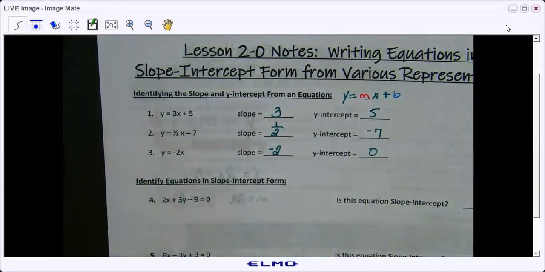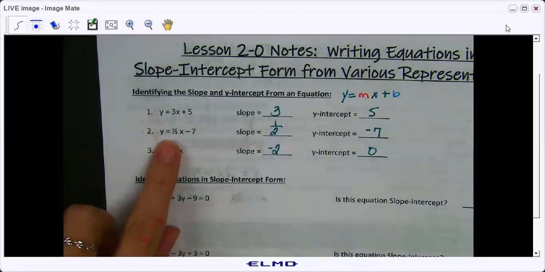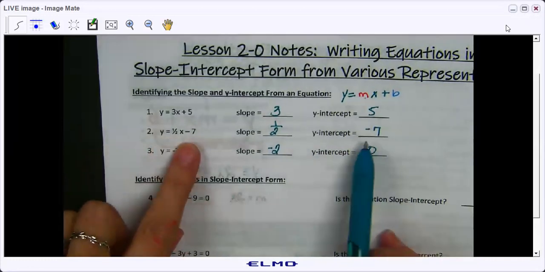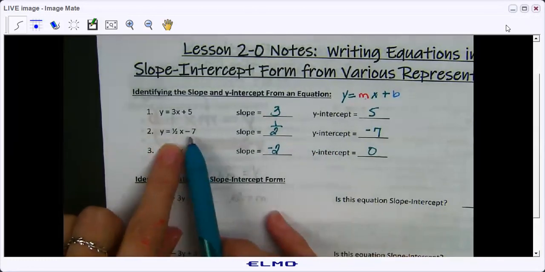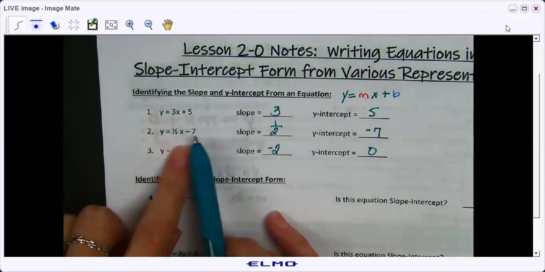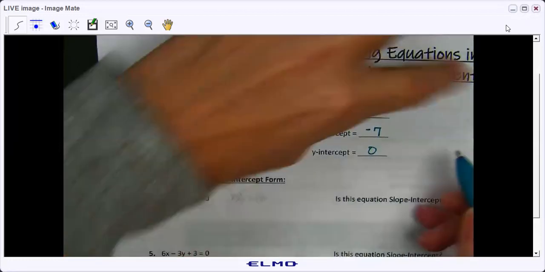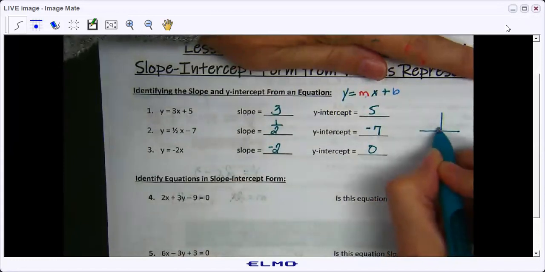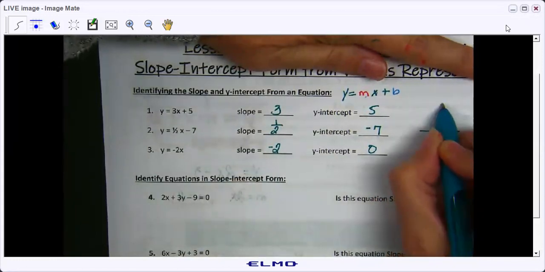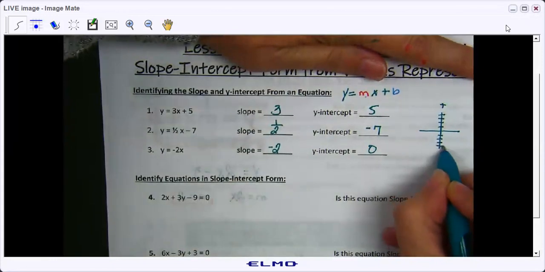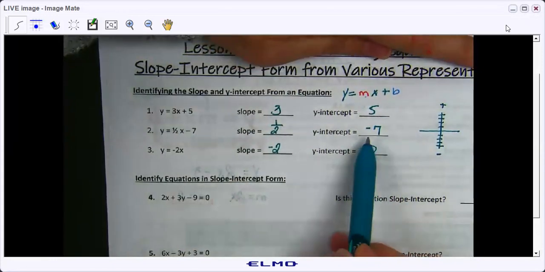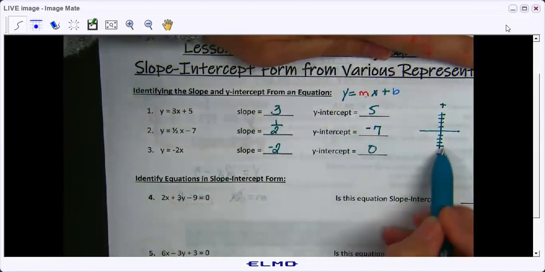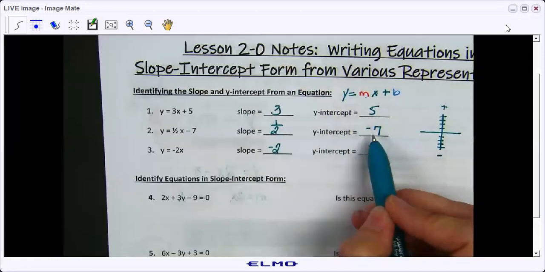I want you to notice here that our slope is a half. Slopes can be fractions. We don't typically see decimals as slopes, so I don't want to see any decimals in your answers, but half is a fraction. And notice that my y-intercept is -7 here, but you have to bring the sign in front of it. If you look at a graph, these are your positive numbers, and these are your negative numbers. So that's telling us that the y-intercept is going to be graphed at -7 down here. So you have to carry the sign with it.